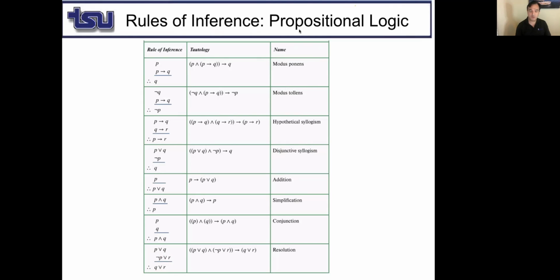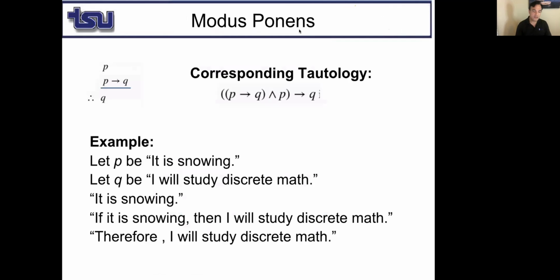Now let's see one by one, okay? Here, if P is true and P implies Q is true, Q must be true. We just proved this with the truth table. Example: assume P is "it is snowing," and Q is "I will study discrete math." Here is the first premise given to us, premise 1. It says it is snowing. The second premise, premise 2, what does this say?